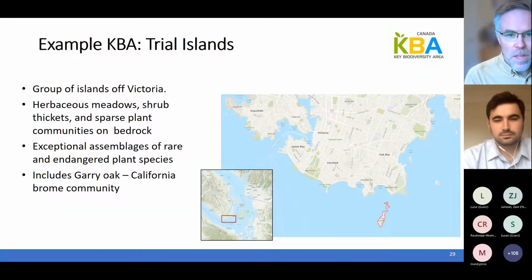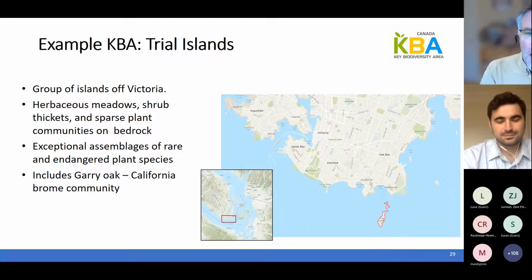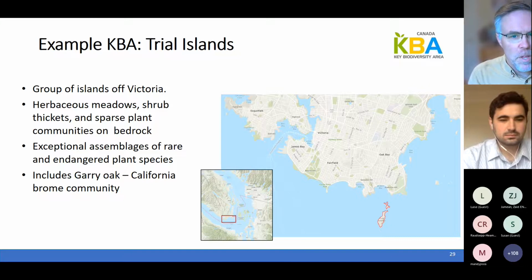So an example is the site used to test the Canadian National Standard KBA standards that was appropriately named Trial Islands. A small group of 5 islands about 4 kilometers off Macaulay Point in Victoria. These are low islands of meadows, shrub thickets, and sparse plant communities on exposed bedrock, supporting a remarkable assemblage of rare and geographically restricted species. Next.